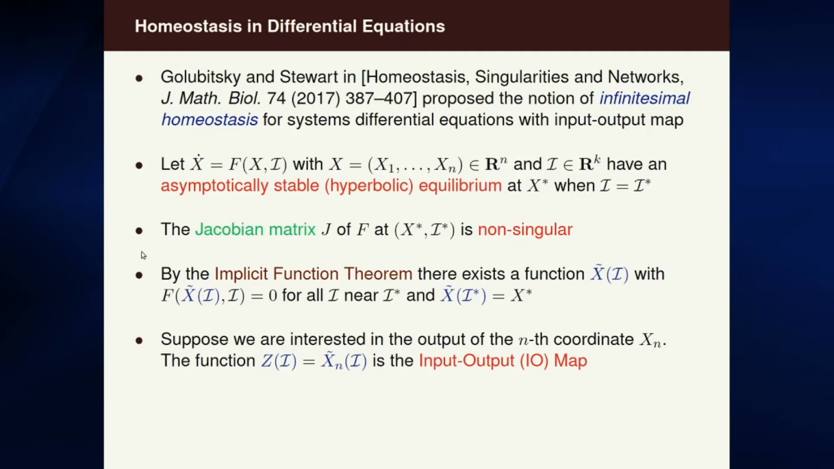So the framework starts with a family of differential equations with some state variables and some parameters, and at some point you have an asymptotically stable equilibrium. At that point, the Jacobian matrix of F is non-singular, so by implicit differentiation and the implicit function theorem, you can find a function that parameterizes these equilibria as a function of the parameters. Using this parameterization of the equilibrium points, you can define the input-output map by, let's say, picking one of these coordinates of the state variables as observable. So here I will define, for the sake of example, z of I as the last coordinate of the parameterization of the equilibrium points.